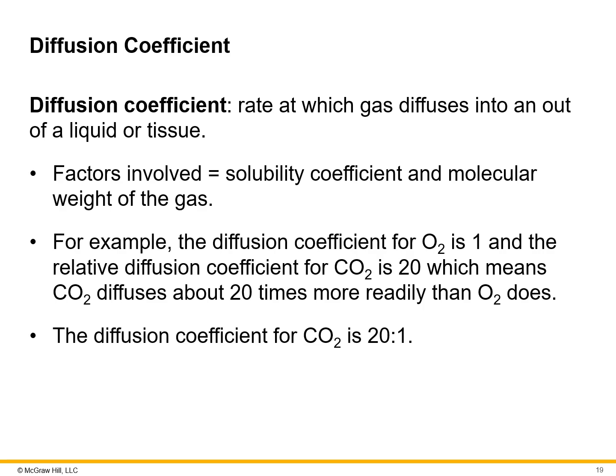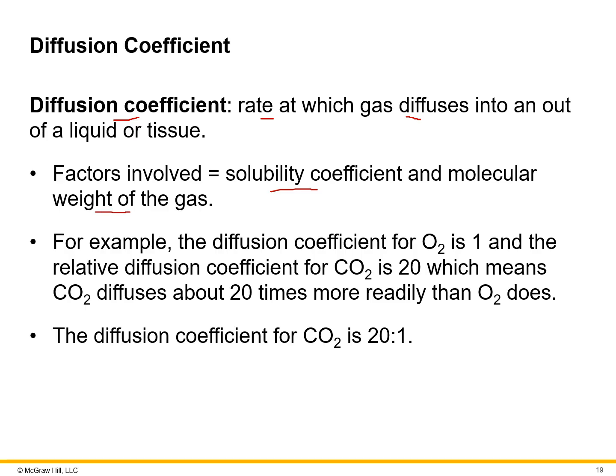Now we have a diffusion coefficient. I know, you needed one more term. So the diffusion coefficient is the rate at which the gas diffuses in and out of a liquid or a tissue. So again, how fast oxygen diffuses into the blood and carbon dioxide out of the blood. That's the diffusion coefficient. Our factors include the solubility coefficient, so how well it dissolves, as well as the size or the molecular weight of that gas.